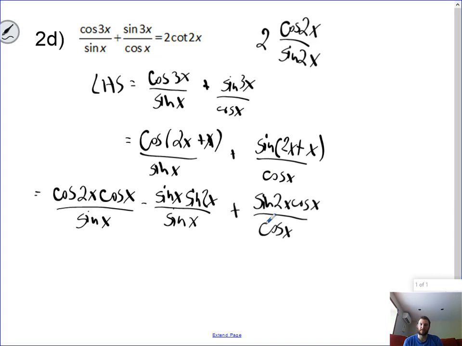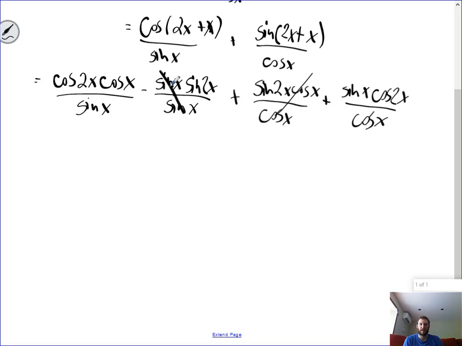Over cos x plus sine x cos 2x over cos x. Right, and what I see right now is that sine x is going to cancel out with sine x, and cos x is going to cancel out with cos x. And when I do that, what I end up with is a negative sine 2x here and a positive sine 2x there. So what that means is that this is going to end up canceling out with that.